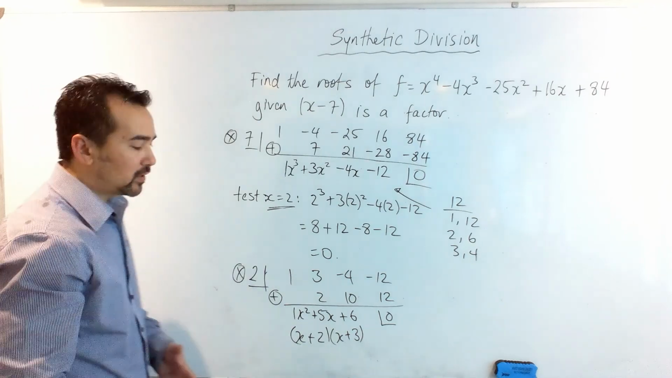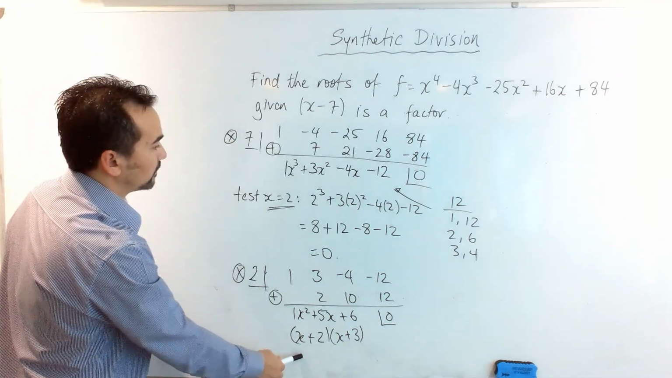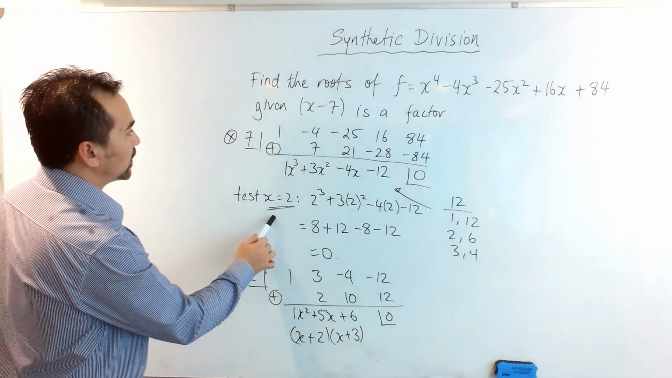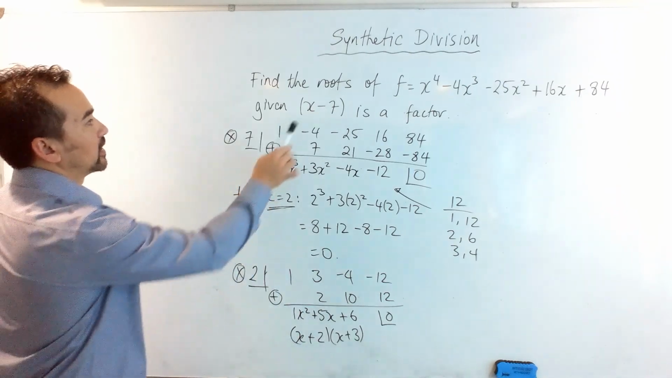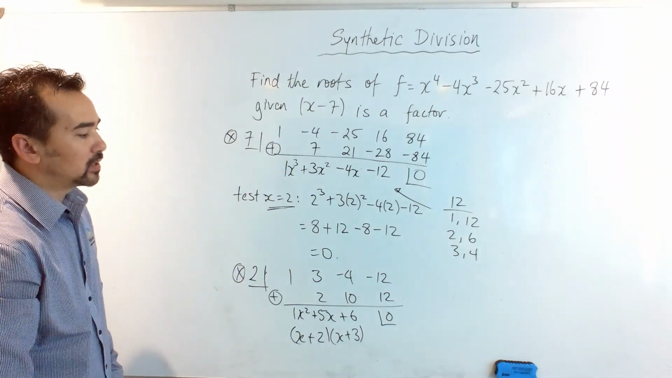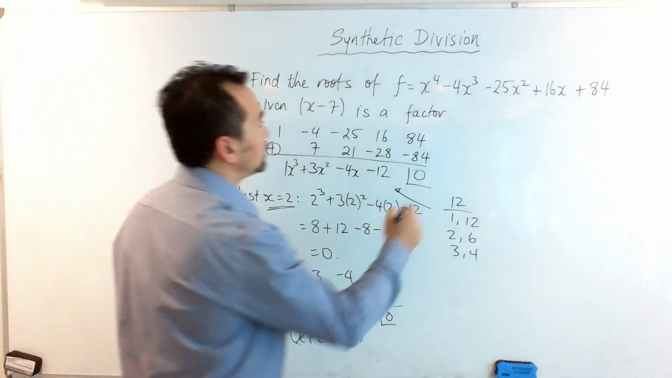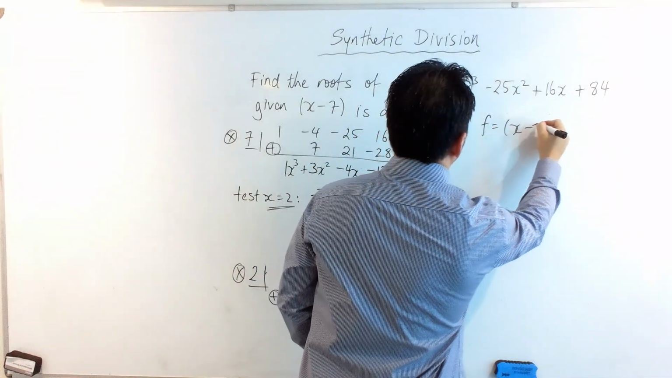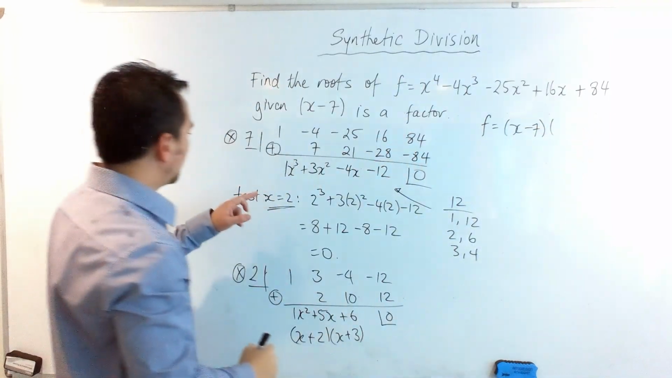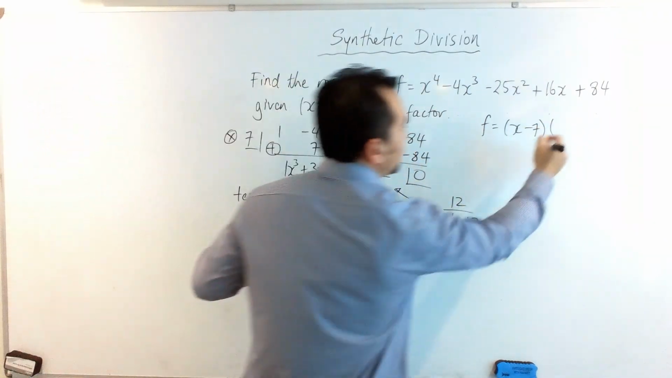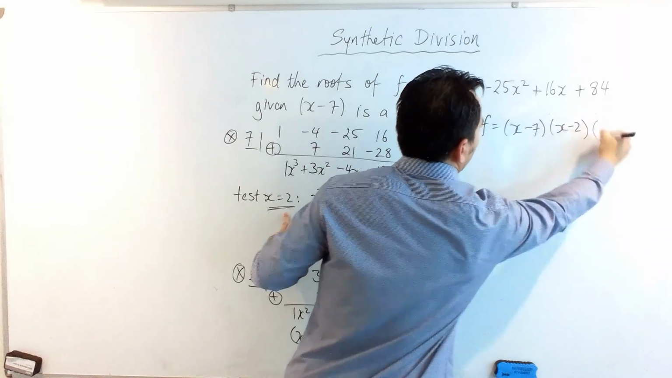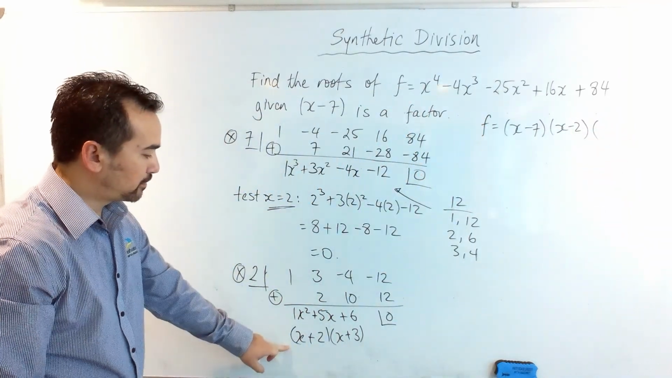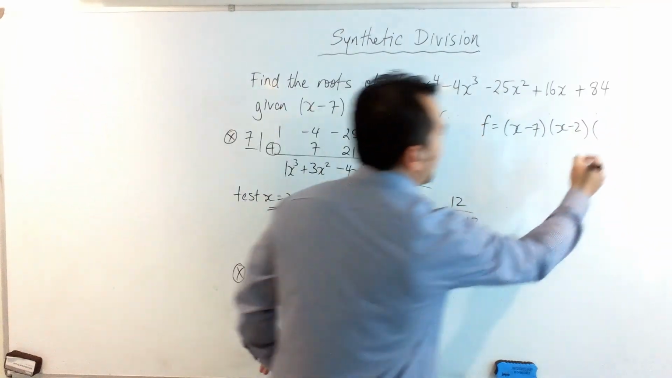And I now have all the factors. I've got 2 there, I've got x take away 2 from there, and I've got x take away 7. So I'm going to say the factors are x take away 7, x take away 2, x plus 2, and x plus 3.